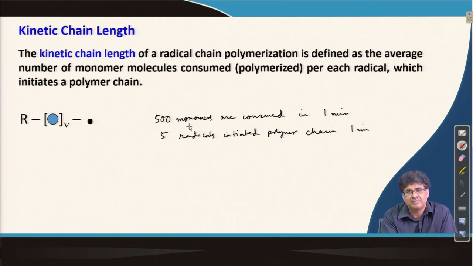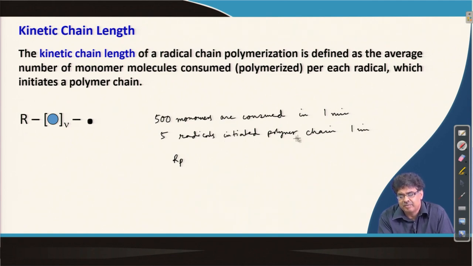So, this is nothing but the rate of polymerization, Rp, because Rp is defined by the rate of disappearance or consumption of monomer. And 5 is the number of radicals which initiate polymer chains, so this is nothing but the rate of initiation. So this is equivalent to the rate of initiation, and this is equivalent to the rate of polymerization.